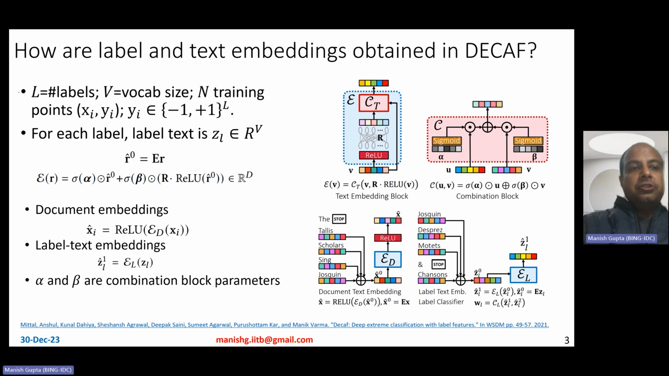Some notations first. L is the number of labels, V is the vocabulary size. There is text associated with both the document input and also with the labels, and both kinds of text are going to be used here. N is the number of training points, and Y_i tells you whether a particular label is relevant for a particular data point or not.